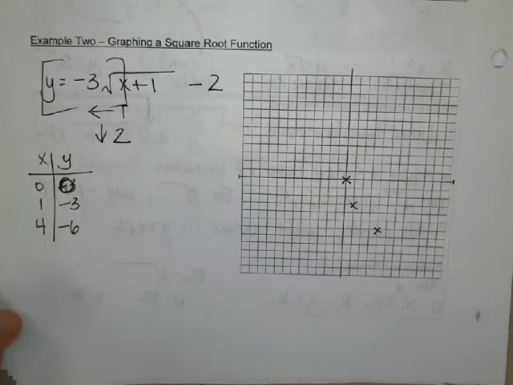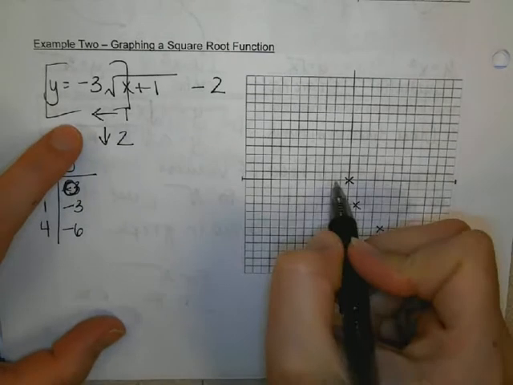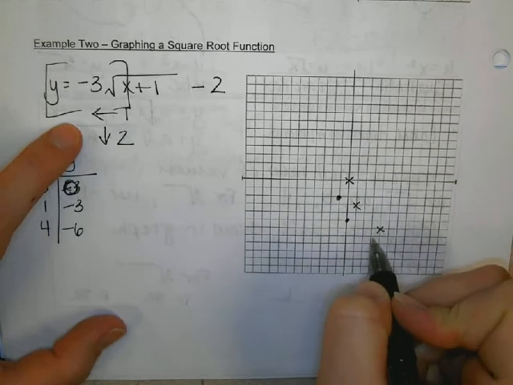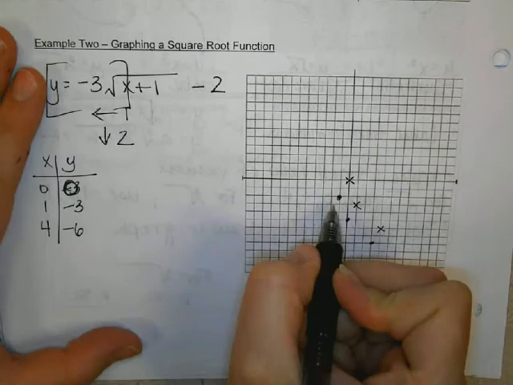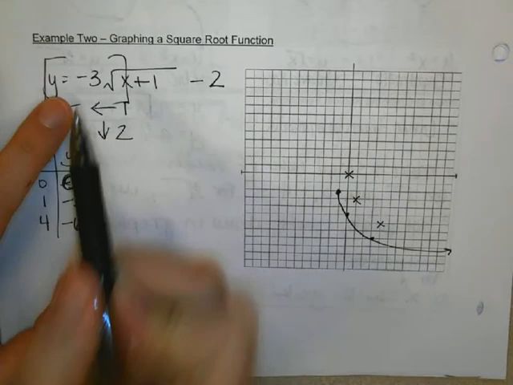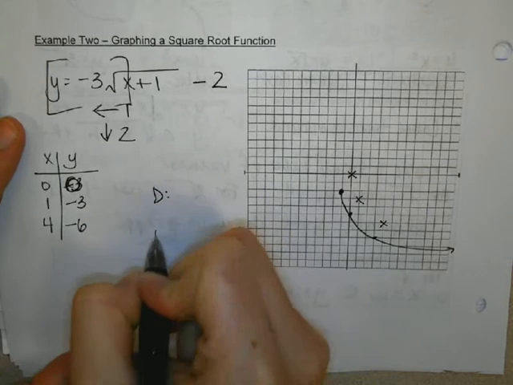And then I'm going to take each of those points, shift them left 1, and down 2. So, left 1, down 2, left 1, down 2, left 1, down 2. And we're drawing our graph. Now this one's going to look like it flipped because it did. That negative sign makes it flip, which also is going to change how we draw or figure out the domain and range.